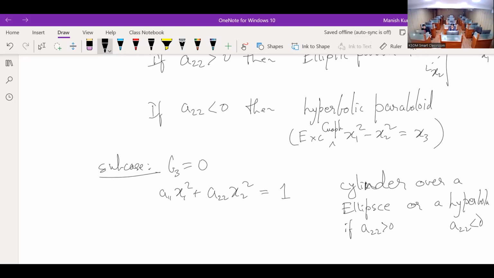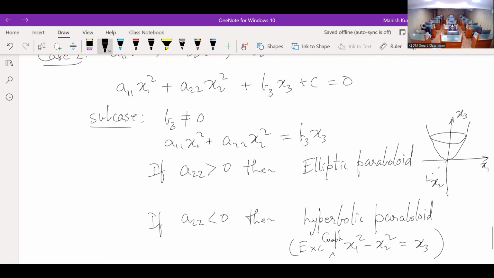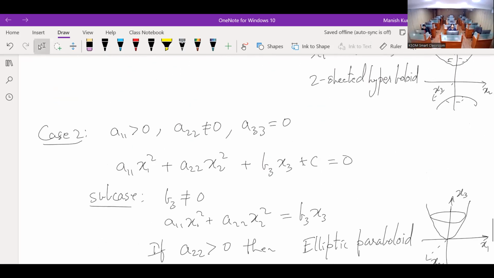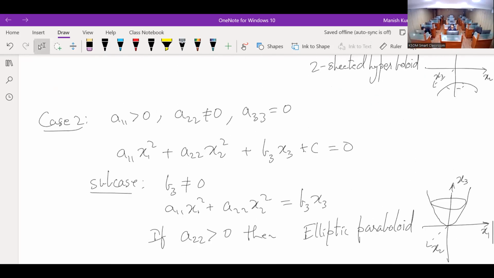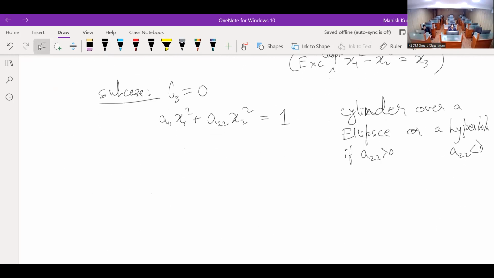So basically, you draw an ellipse and x3 goes up and down. So it's a cylinder over that thing, and this is straightforward. And then which case is remaining? A11 positive, so both A22 and A33 are 0. That is the only case remaining. So finally, case 3 is A11 positive, A22 equals A33 equals 0.